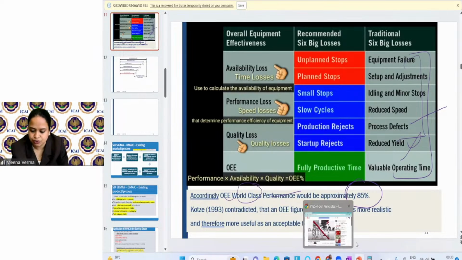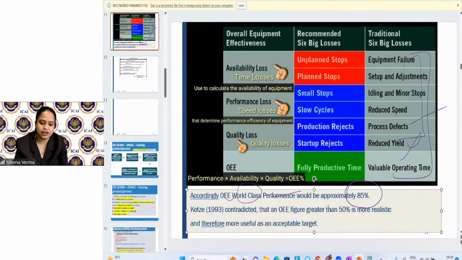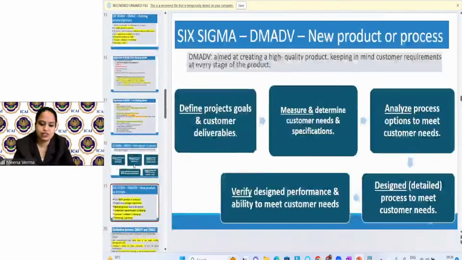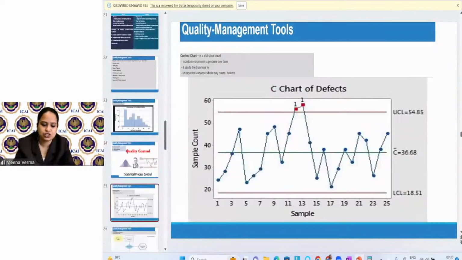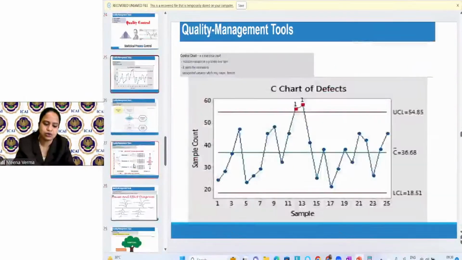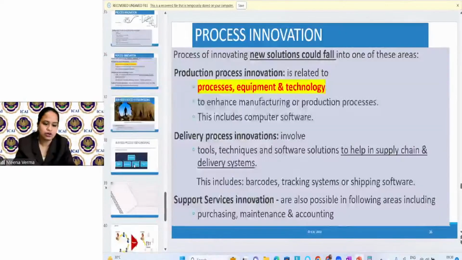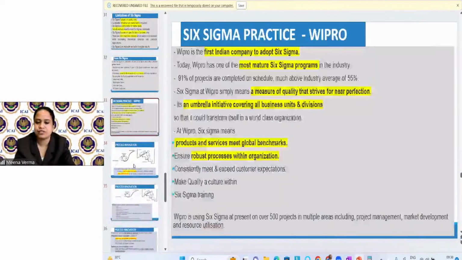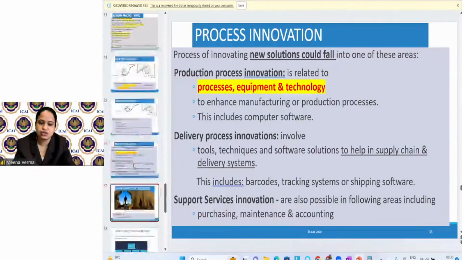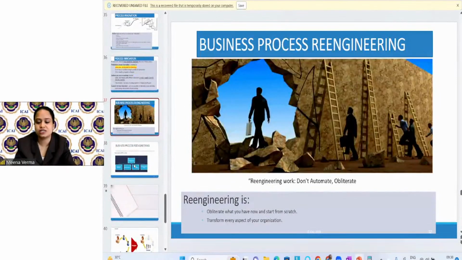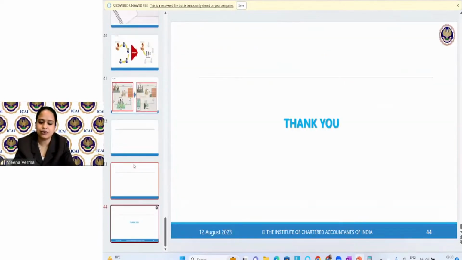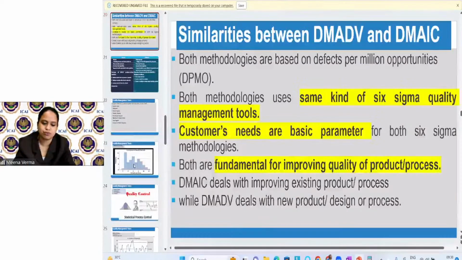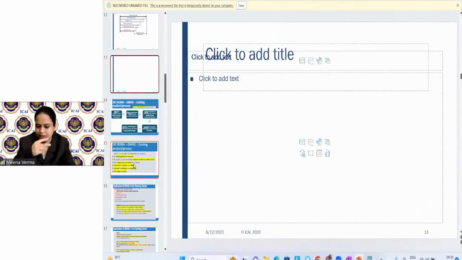Let's take one more question. We have half an hour more. I don't want to start a new topic. We can cover this topic in the next session, right? So we will study Six Sigma. Then we will study total productive maintenance, total quality management, and then process innovation, and then business process re-engineering, right? We will study all these topics in the next session. We have one more session for this topic.